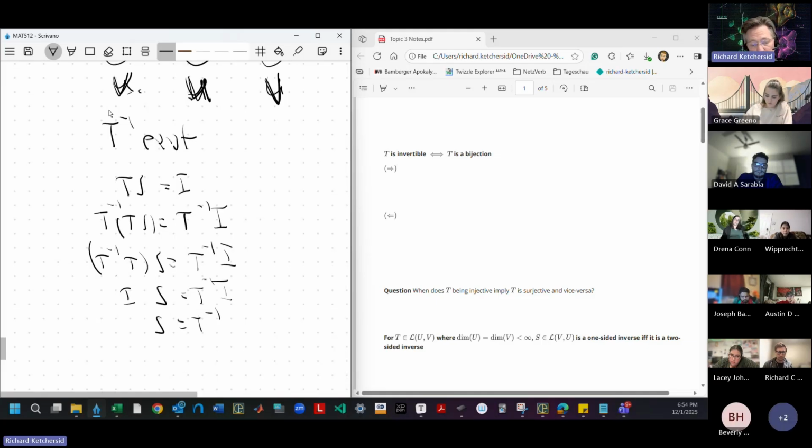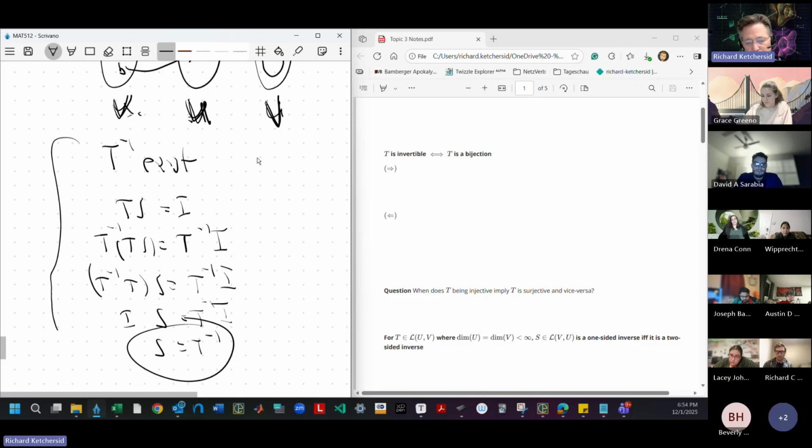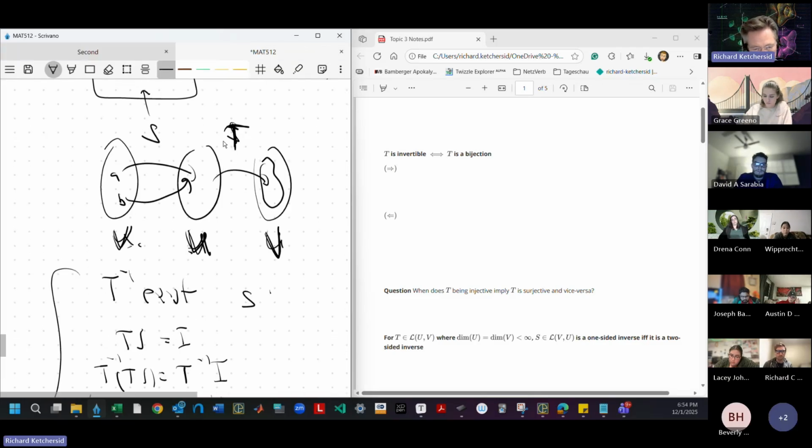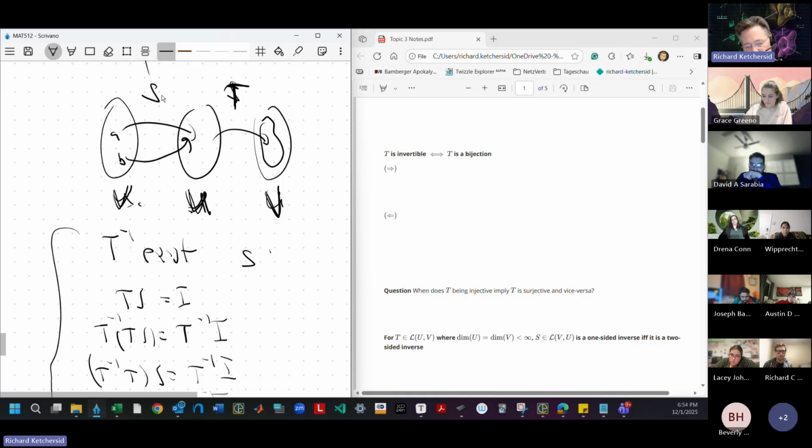Okay, so once I know they're invertible, I can just prove using some algebra that S is actually T inverse. And then once I know that S is T inverse, I was given TS equals I, so I also know that ST equals I. So I'll know it in that direction too.